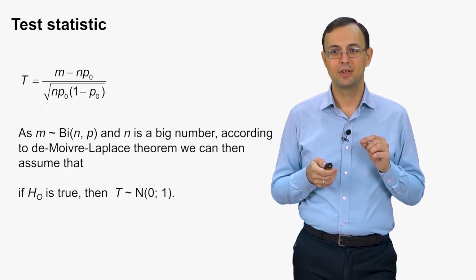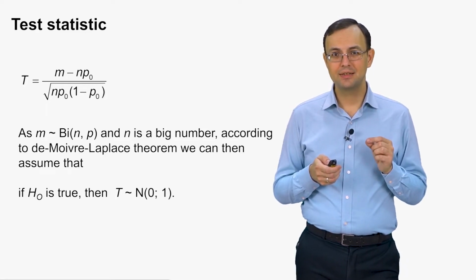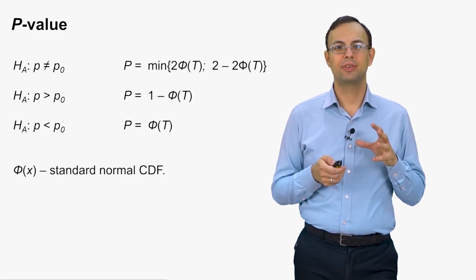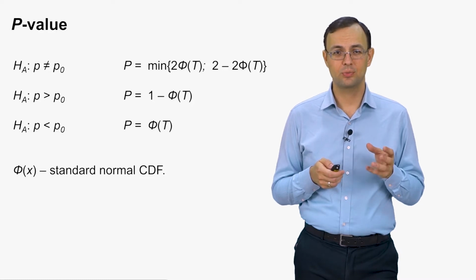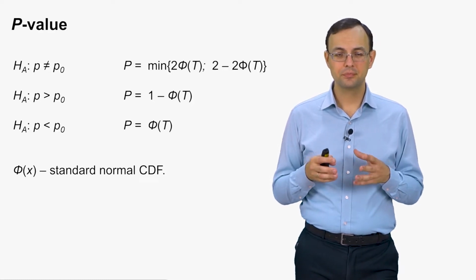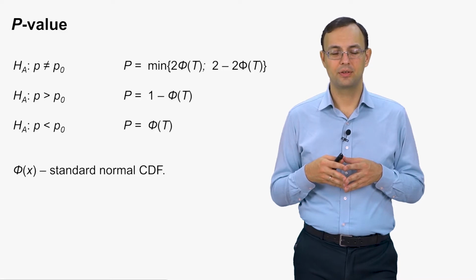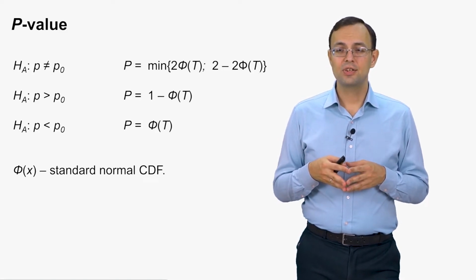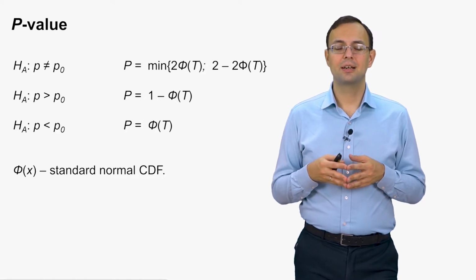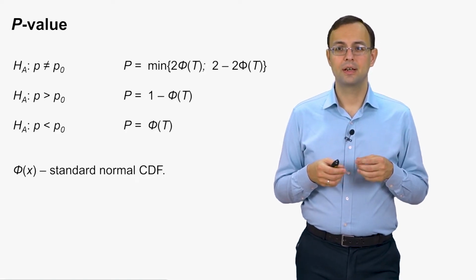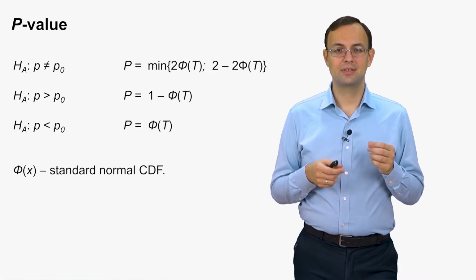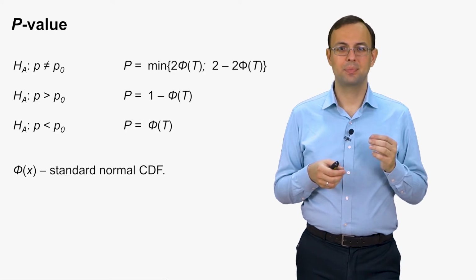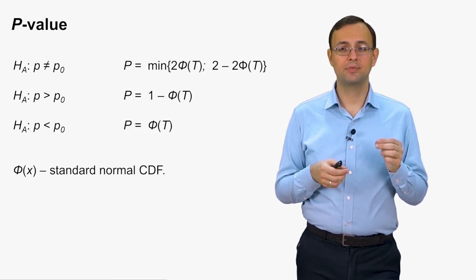That is why, to find the p-value, we need the CDF of the standard normal distribution, this phi function, the tabled function that you already know, that we used when dealing with the normal distribution. And formulas are given. For a left-tailed test, p is equal to phi of t. For a right-tailed test, p is equal to 1 minus phi of t.